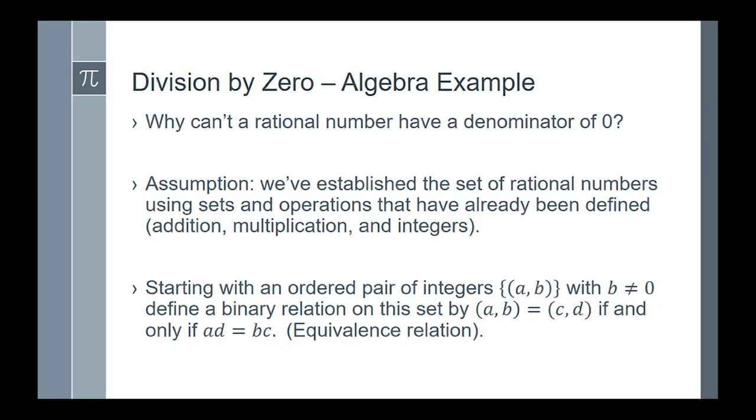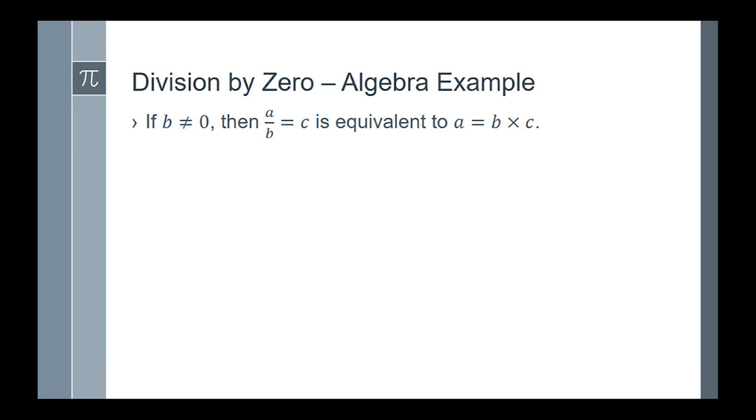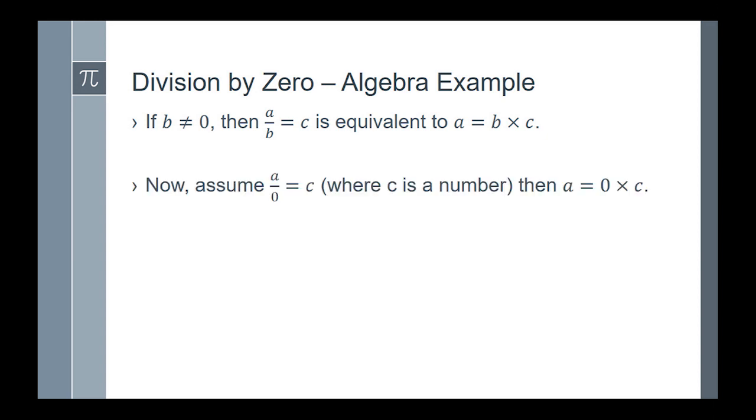Okay, so these are some assumptions that we're making for this one. So if B does not equal 0, and A divided by B is equal to C, we can just get rid of this B in the denominator, multiply both sides by B, and we get A is equal to B times C. Now let's assume C is a number that we can figure out, and we know that A divided by 0 is equal to C. So we can use the same principle here where we're just going to multiply both sides by 0, and we get A is equal to 0 times C.